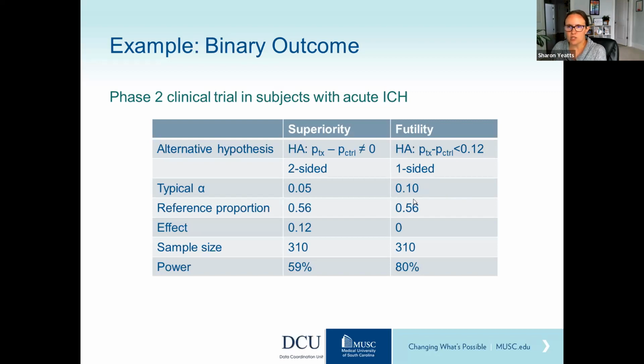So we could use a one-sided alpha of 0.1, same control group proportion assumptions, but now I'm designing the study to say if the intervention does nothing, really has no effect, effect size of 0, with 310 subjects, I have 80% power to say, forget it, I don't need to study it anymore. Okay, so very different justification, very different approach, but thinking about how your outcome is going to look, what you're going to conclude, what sort of design you're thinking about, all can help you come up with the design that's really tailored to answer the question that you're asking.